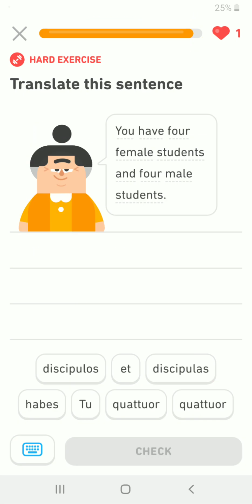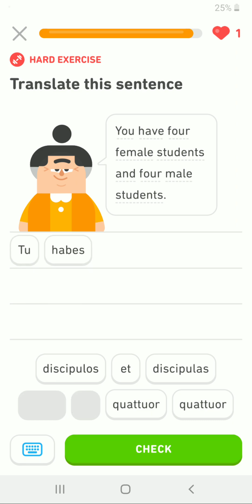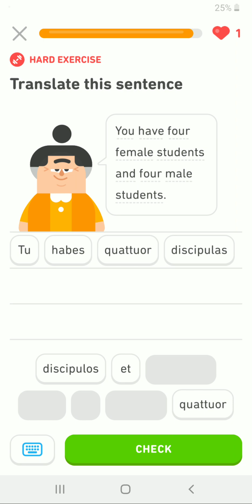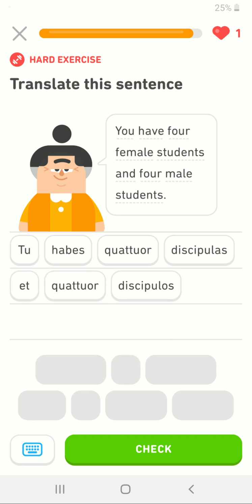Nice. So you have 4 female students and 4 male students. Tu habes quator discipulas et quator discipulos.